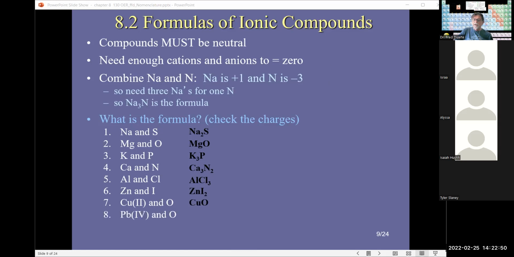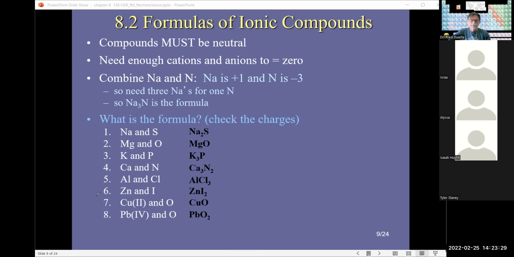And then here we have lead. Again, this is telling you that it is a +4. So it's Pb +4, and the oxygen becomes oxide, which is a -2. I have to add enough oxides to cancel out the +4. So I need 2 oxides for every +4 lead. Okay. So its formula becomes as follows: PbO2.